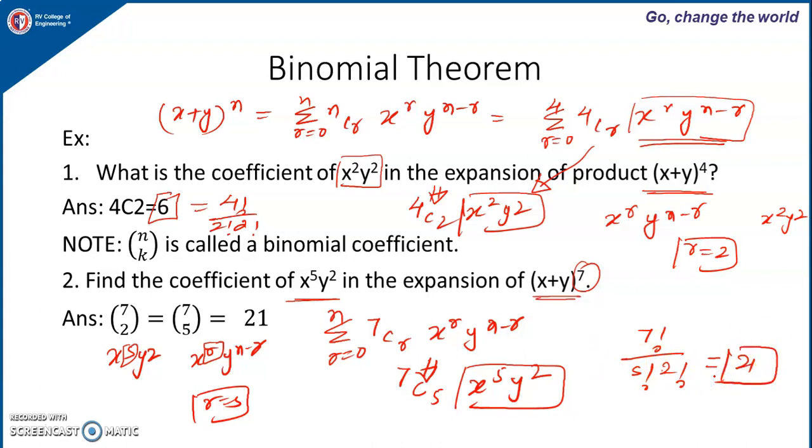So that's how we can find the coefficient of x^2 y^2 or anything where we have two variables x and y. In the expansion here also, we should have two variables x and y only.